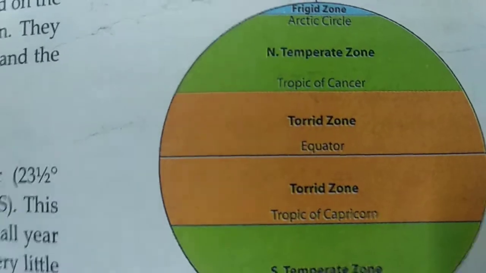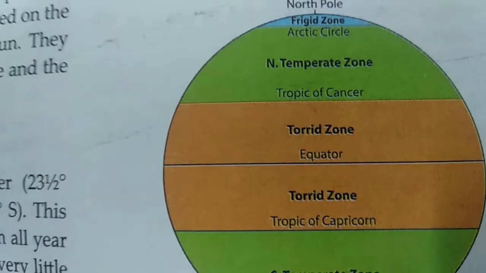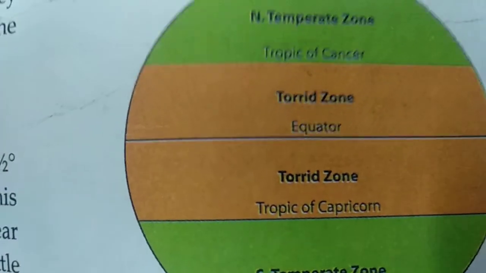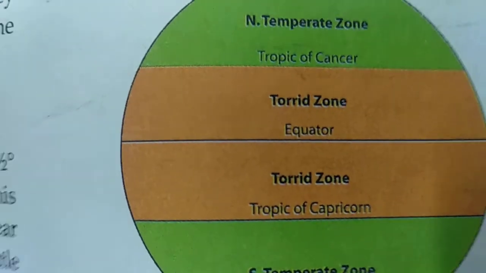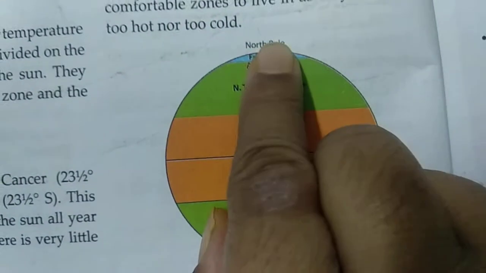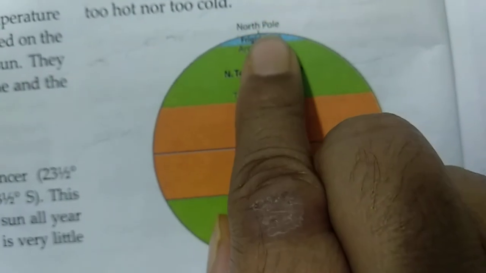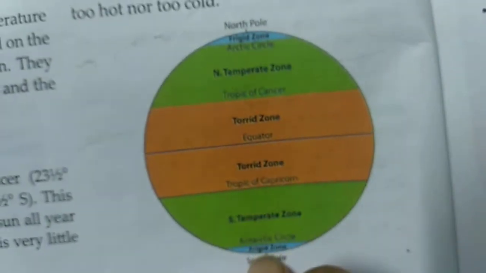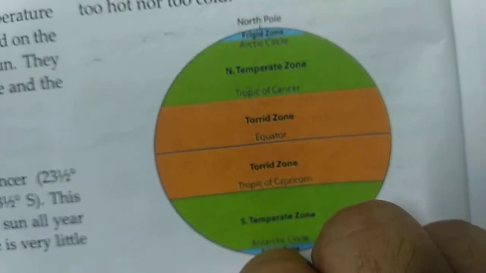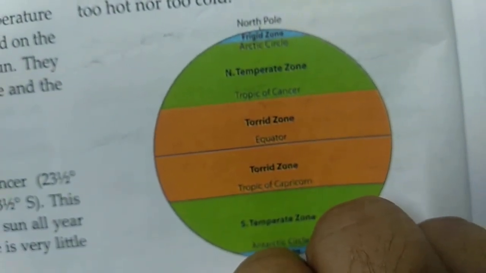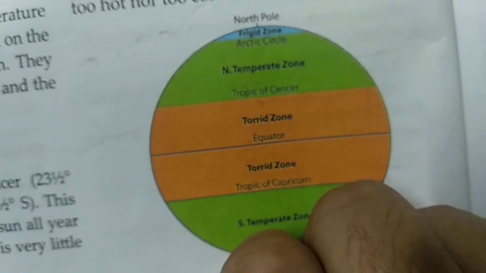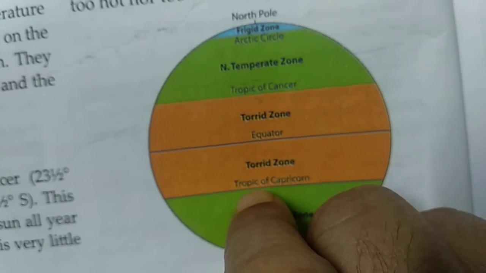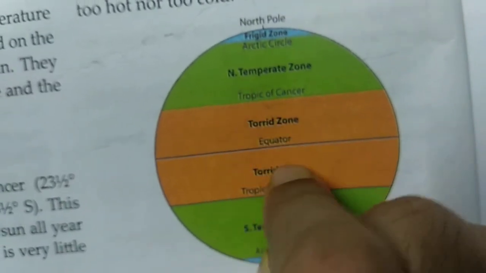Here the sun rays are slanted, and it is not only slanted, it is also very weak, because at the top very little sunlight reaches here. As not much sunlight is received by these two places, they remain cold, and so it is known as the frigid zone. These zones are very cold. This is the coldest zone compared to the other parts.